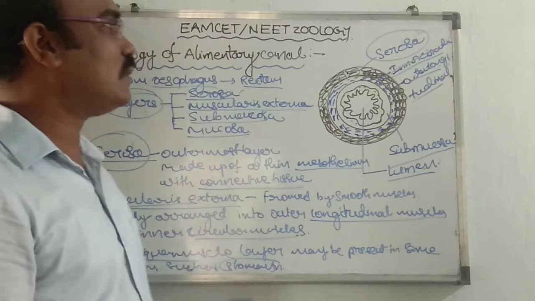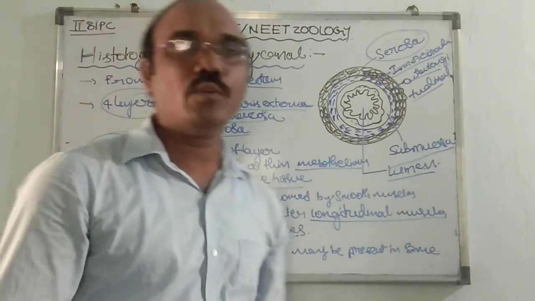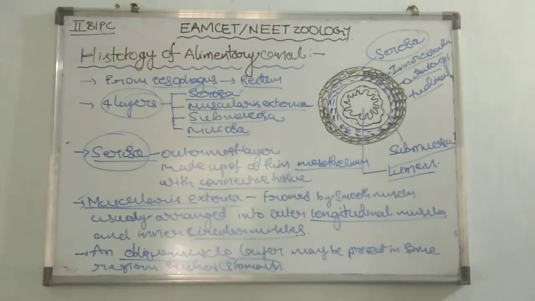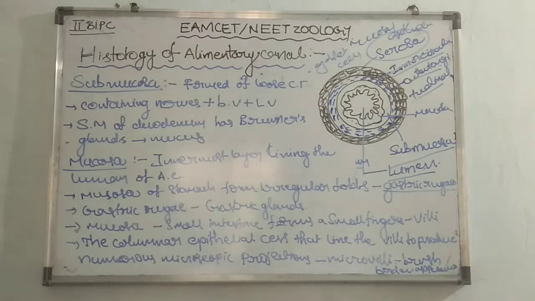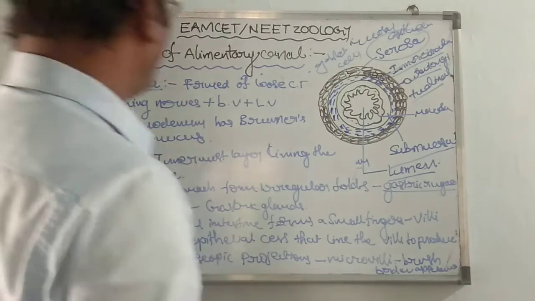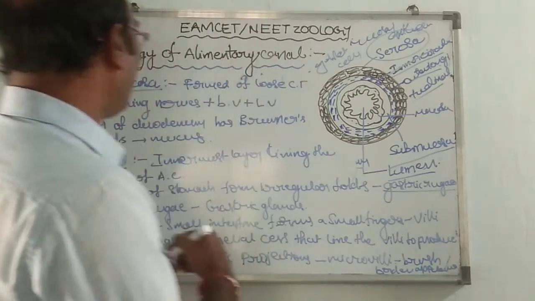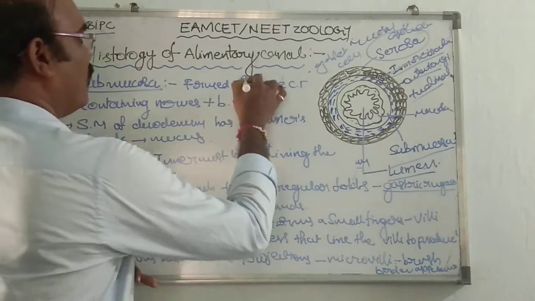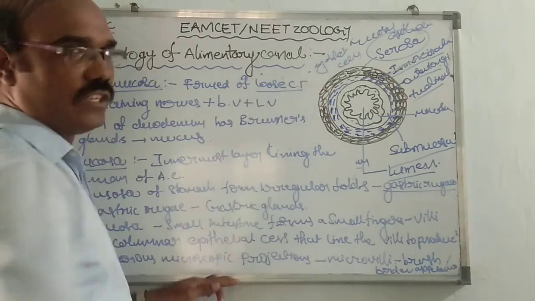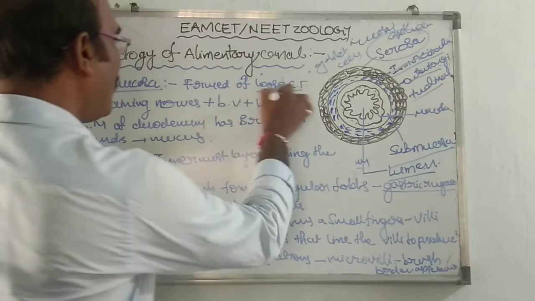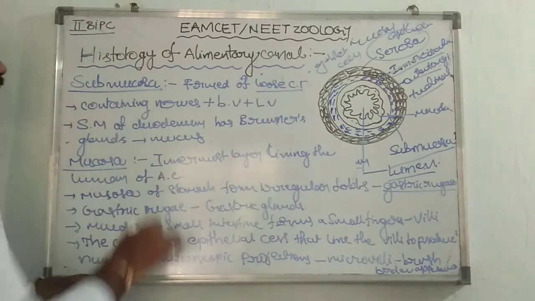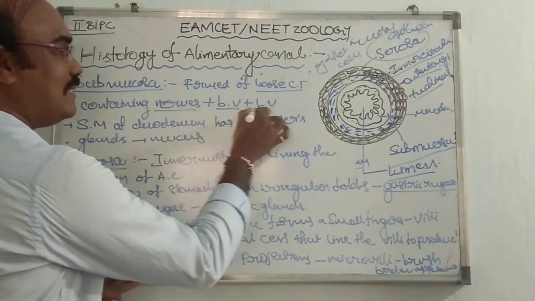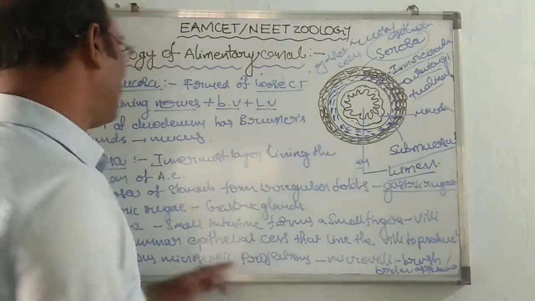Then coming to another part, the submucosa. The submucosa layer is formed of loose connective tissue, containing nerves, blood vessels and lymph vessels.